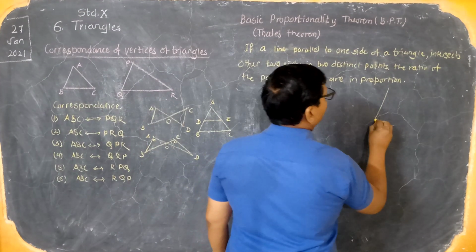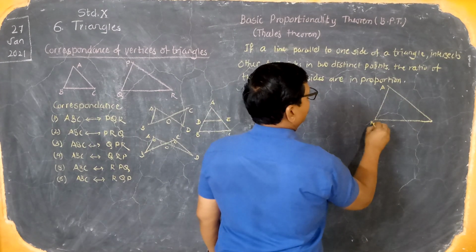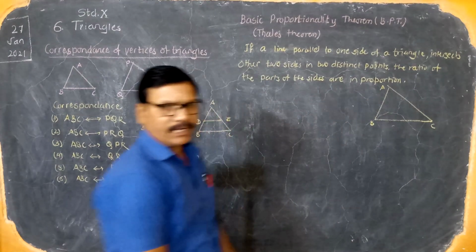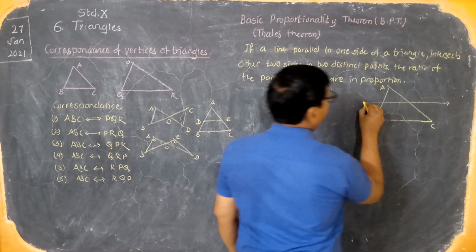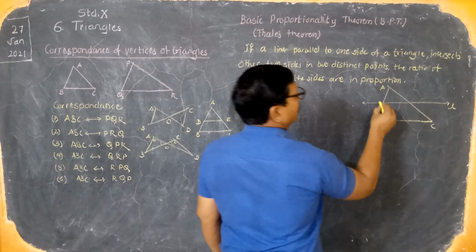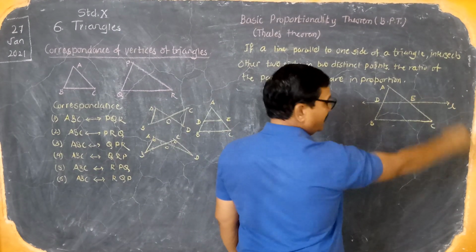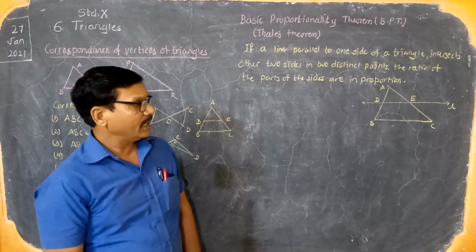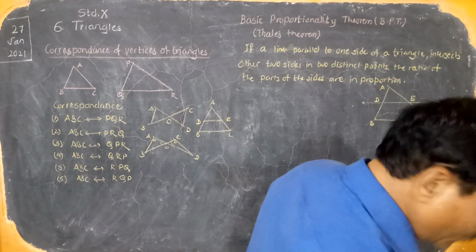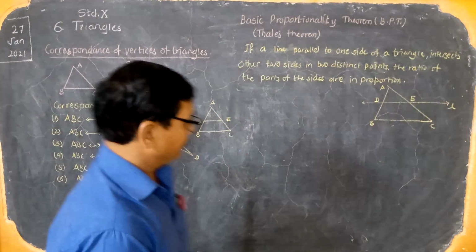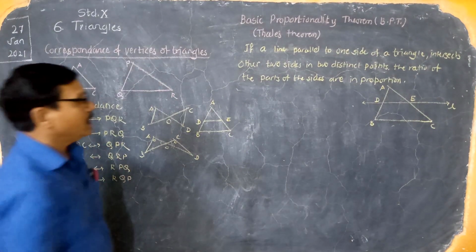That means if we take a triangle ABC, ABC is any triangle. Now in that triangle, a line L intersects AB and AC at points D and E, and line L is parallel to BC. Then AD upon DB is equal to AE upon EC.